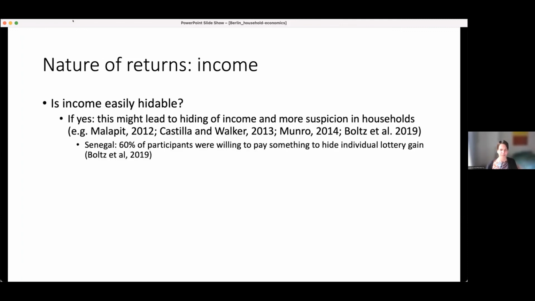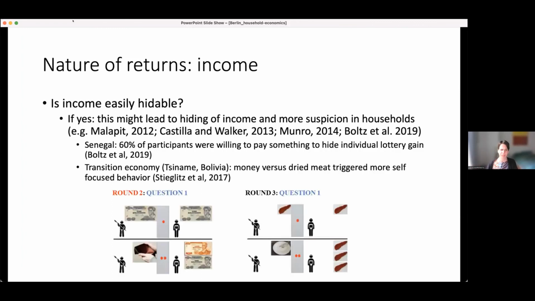Just one paper in Senegal showed that about 60% of participants were willing to pay something to hide some individual gains from their partner. Another paper, one that I did with an anthropologist, where we went to a transition economy in Bolivia, compared how they reacted in a modified dictator game, where on one hand they were playing for money, and in another situation they were playing with dried meat, which is also very valuable to them. They became much more suspicious and egoistic and protective of their resources when they were playing with money. Because money can also be exchanged for something else, you have to protect it more if it has to go to the benefit of the family.